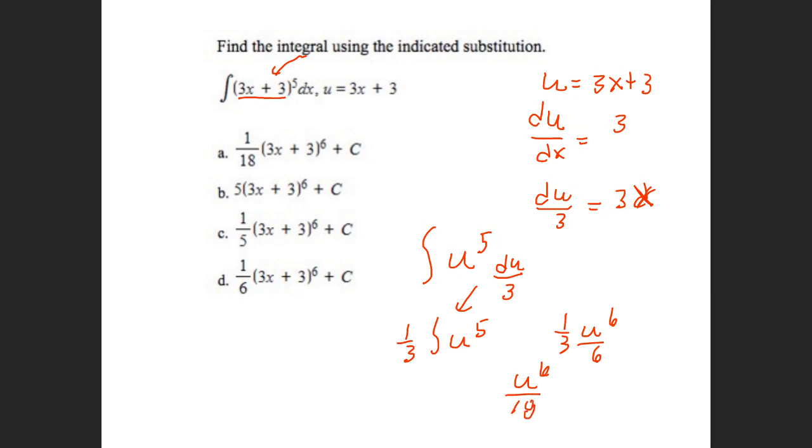My last step, I take my u value and I plug it back in. So I've got 3x plus 3 to the 6th power over 18 plus c. And that is my answer.